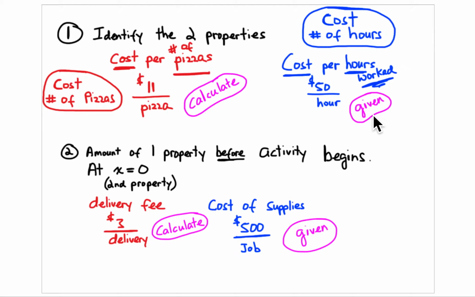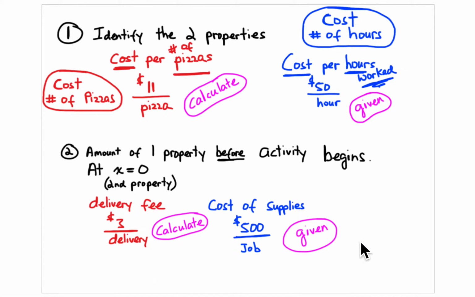The second component is, is there an amount of one of the properties before the activity even begins? In other words, is there a value for y when x equals 0? When x equals 0, which is the second property, is there a value for the first property? And so problem number 1, there's a delivery fee. So before any pizzas are even delivered, you owe $3 for the delivery fee. And you have to calculate that. You have to figure out some way to come up with that number.